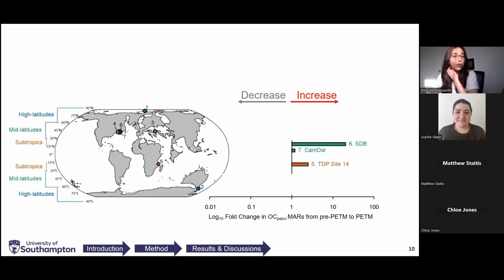And now on to the results. So these are just the 3 sites that have been pre-published, although this is actually including the additional data, this site 5. And I've plotted it to show the fold change from pre-PETM OC petro mass accumulation rates to during the PETM. And since it's in the log scale, everything above 1 basically means there's an increase in OC petro input during the PETM, and everything below 1 means there's a decrease.